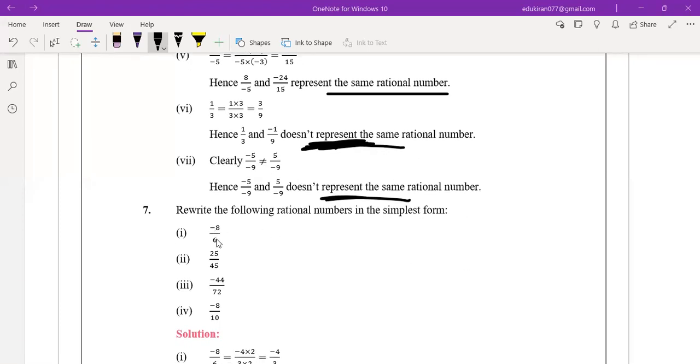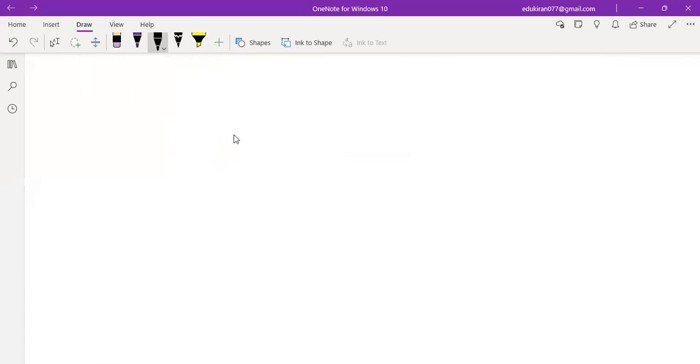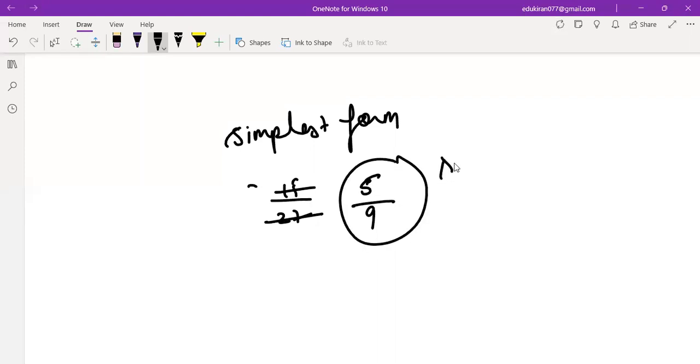Okay. Now this one, what you have to do: rewrite the following in the simplest form. You have to simply divide it and form the simplest form. Clear? Whenever the question comes for the simplest form, that means you have to divide until you cannot divide it further. For example, 15 upon 27. So I have to find its simple form. So 3 fives are 15, 3 nines are 27. After this, I cannot divide it further. So this is the simplest form. Clear?